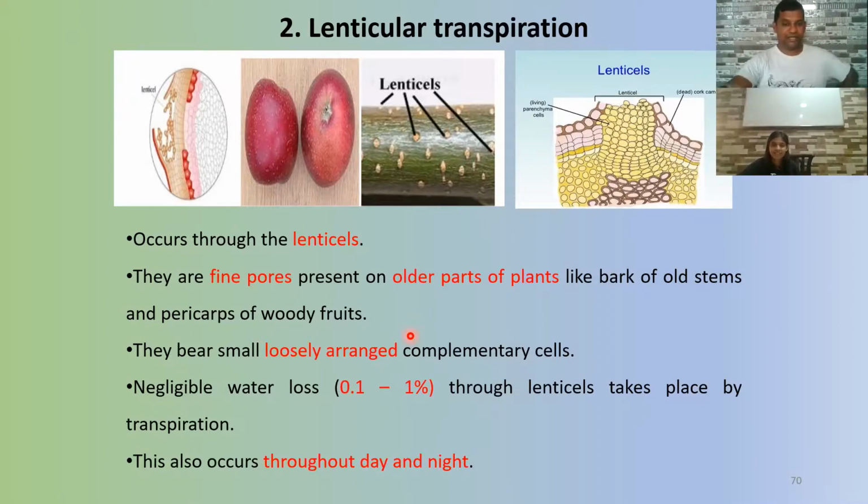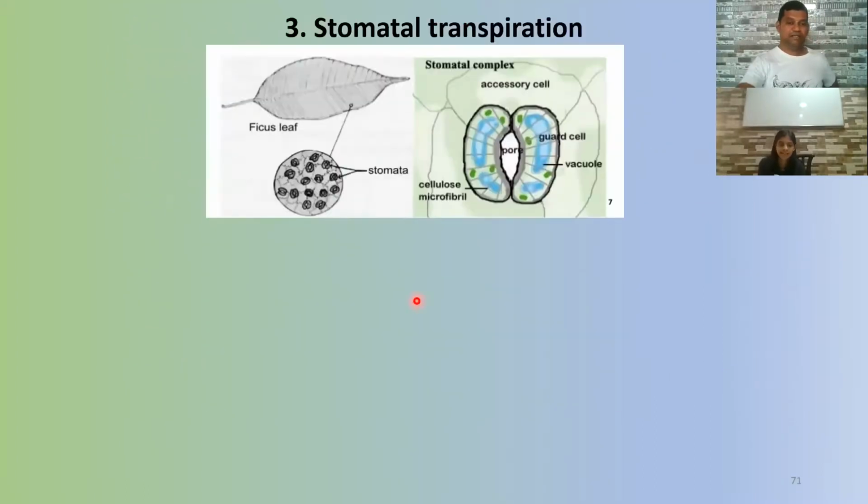So cuticular is 8 to 10%, lenticular is 0.1 to 1%, but the maximum takes place through the stomata. What are stomata? They are the most important mode of transpiration.